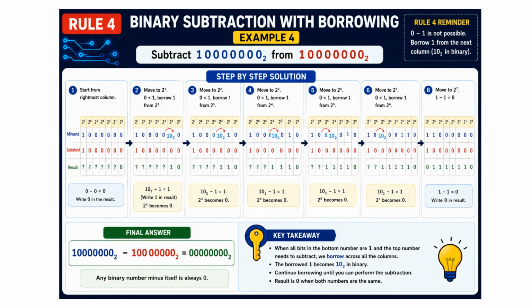Let's look at one more example of binary subtraction with borrowing. We need to subtract 10000000 from 10000000. Start from the rightmost bit and move left. Whenever 0 minus 1 appears, borrow from the next column. Continue borrowing, and subtract each column, one step at a time. After completing every column, the final answer is 00000000. Remember, any binary number subtracted from itself is always 0.